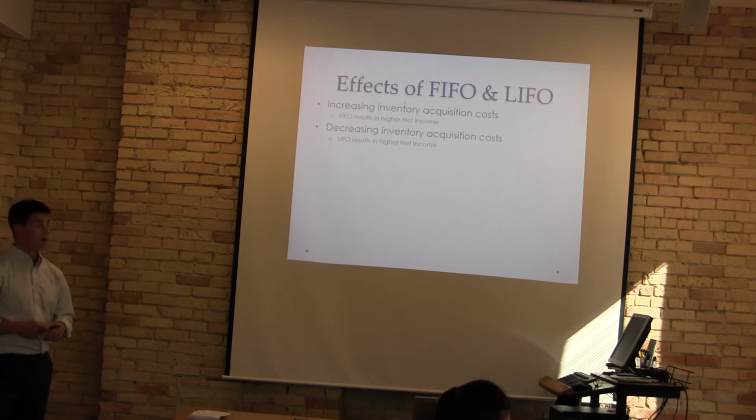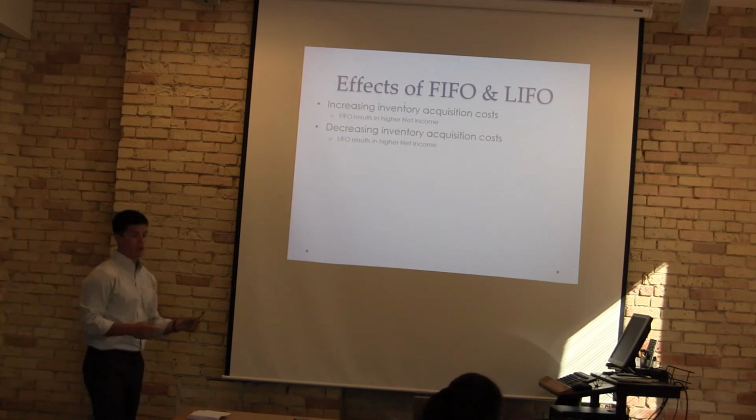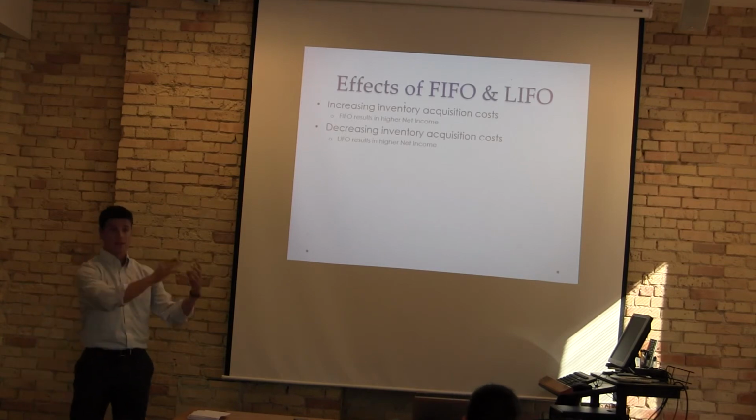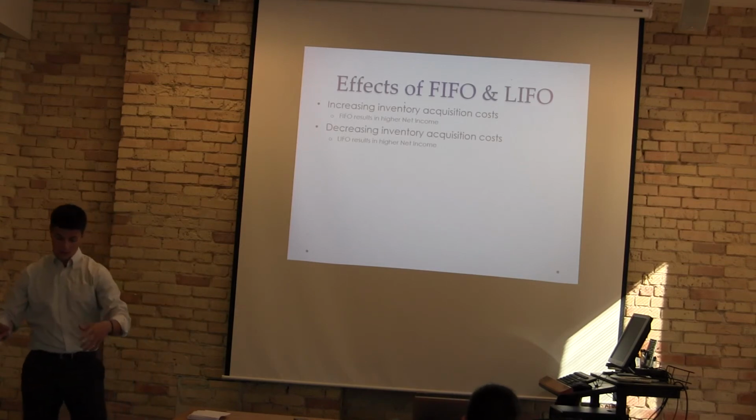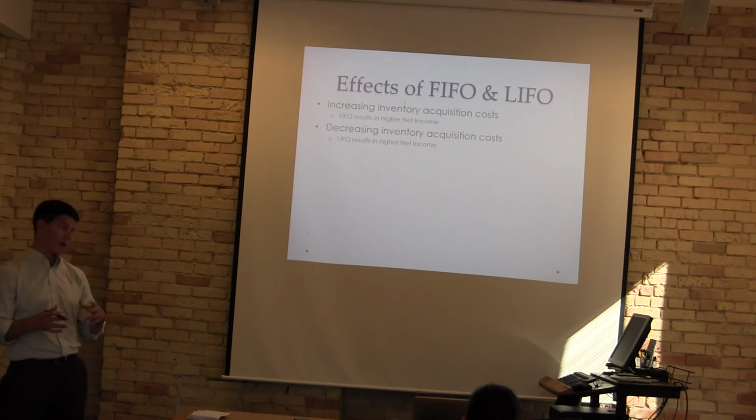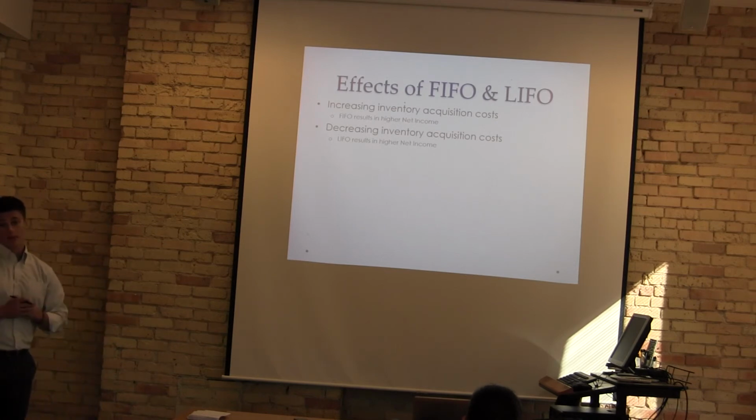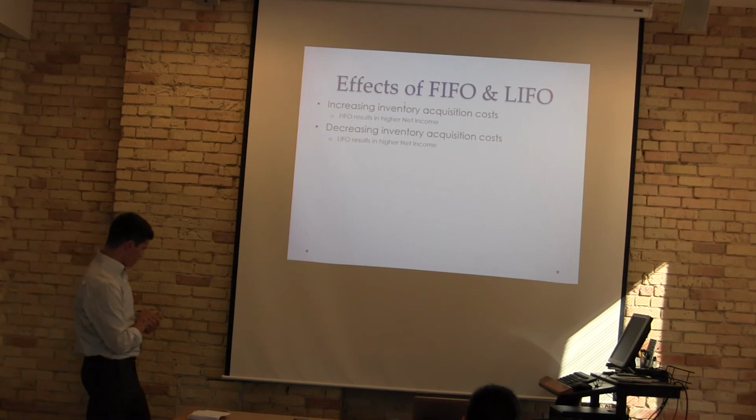Completely reverse it around for FIFO, if we can see that our inventory acquisition costs are going to be going down, we're going to want to choose LIFO. Just like this, like I said, we're pulling our basketballs out of the top of the bucket. Those are going to be the lower valued pieces of inventory we have, resulting in a lower cost of goods sold and a higher net income.